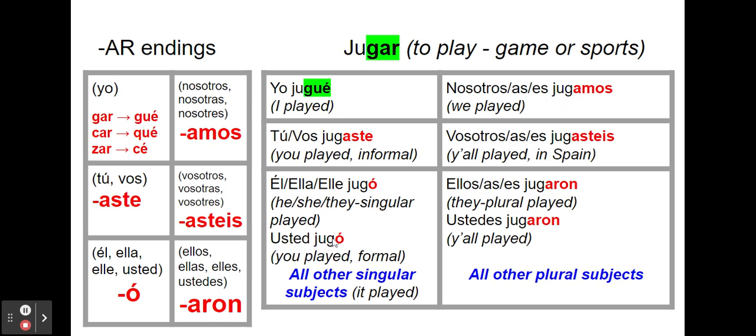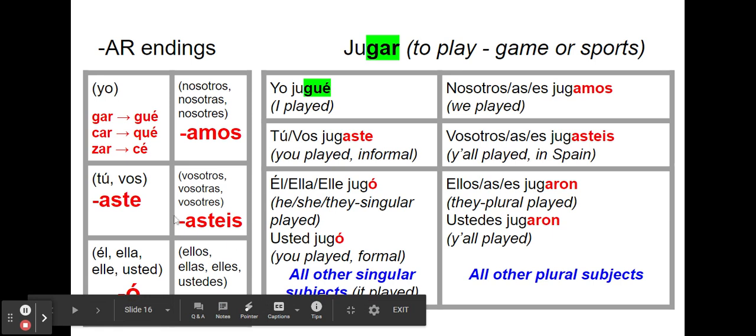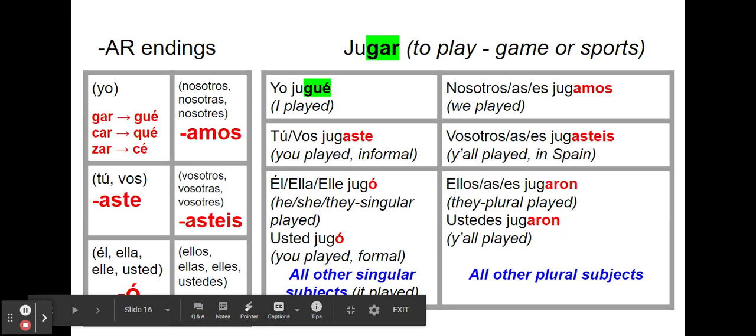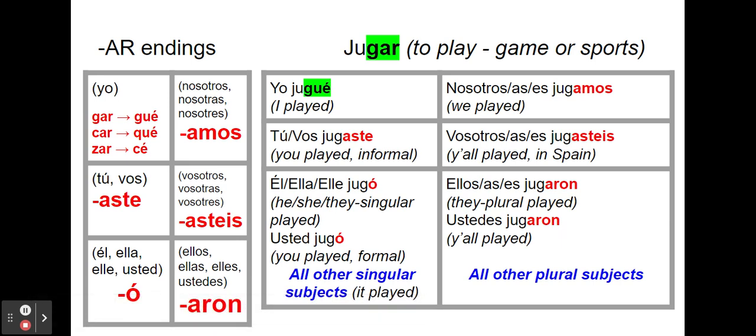Vosotros, vosotras, and vosotres ending is asteis. So jugasteis means y'all played, and that would be used in Spain. But if you're not in Spain and you want to say y'all played, you would use the ustedes form, which is aron. For ellos, ellas, or elles, jugaron. You take off the AR and add aron. That would be they played. Or ustedes jugaron, y'all played. So that is an example with the verb jugar, which is a GAR verb.